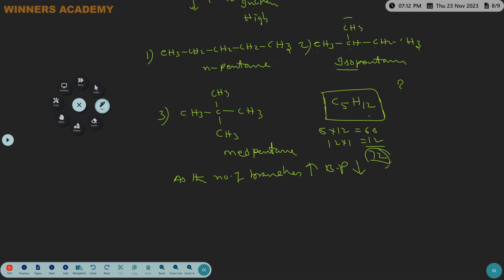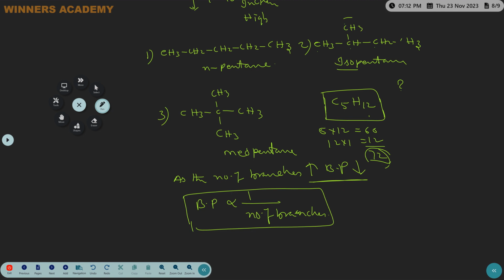What did I say? As the number of branches increases, boiling point decreases. That means boiling point is proportional to 1 by number of branches, isn't it? See, among these 3, which has the highest boiling point? 1 is greater than 2 is greater than 3. The boiling point order of the above compounds: N-pentane is greater than isopentane is greater than neopentane.